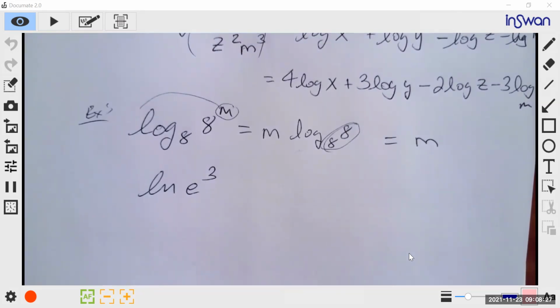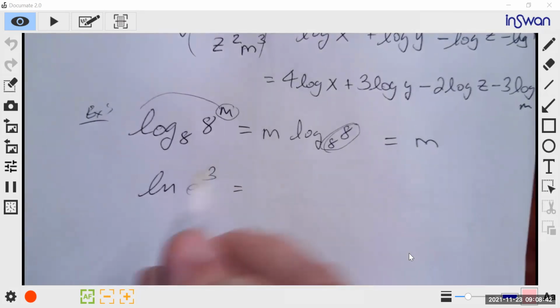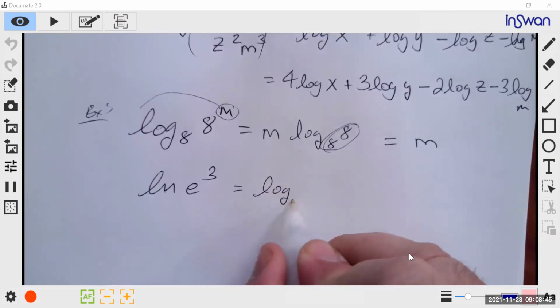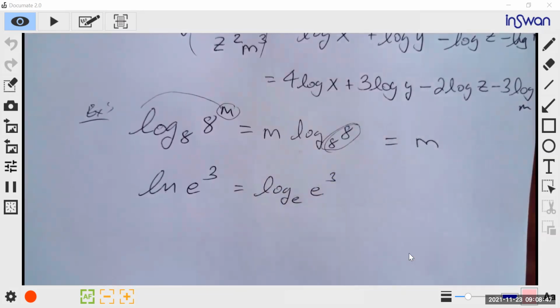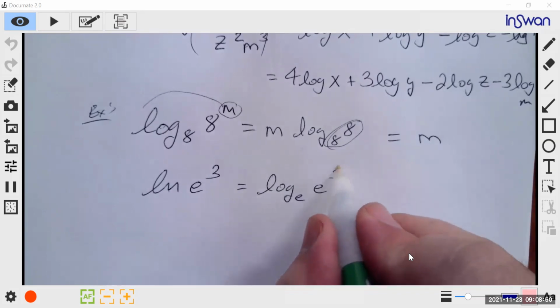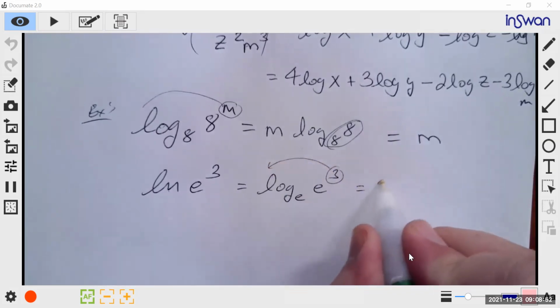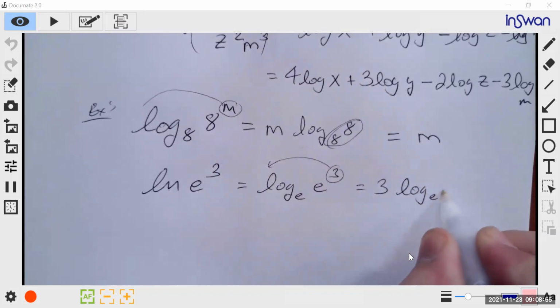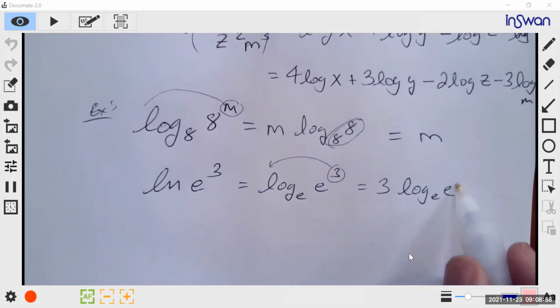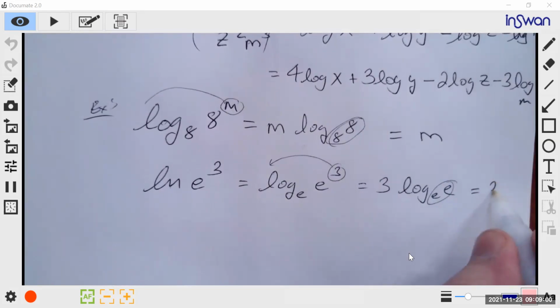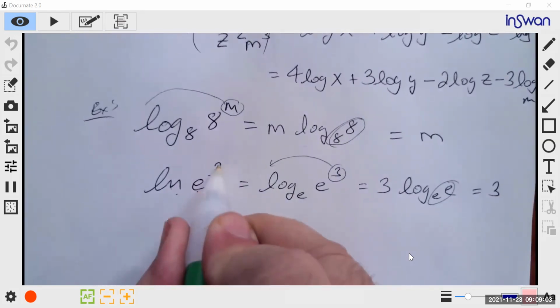How about that one? ln is log base e. Can't have an exponent. Since these are the same, that equals 1. The answer is 3. So in other words, if you have ln of e, it's just that.